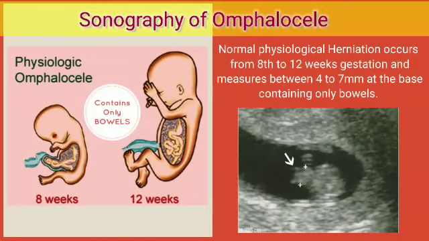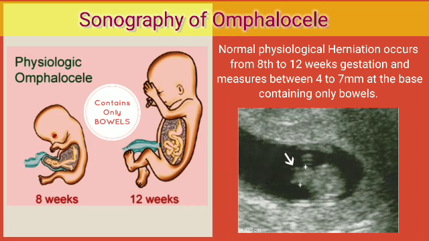It is also necessary to differentiate normal physiological herniation from omphalocele. Normal physiological herniation occurs from 8 weeks of intrauterine life to 12 weeks. The content of normal physiological herniation measures between 4 to 7 mm at the base, and it contains only bowel loops. This helps to differentiate it from omphalocele, which may contain bowel loops, the liver, the spleen, and rarely the stomach. So, can omphalocele occur between 8 to 12 weeks?